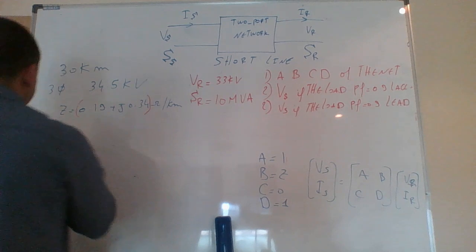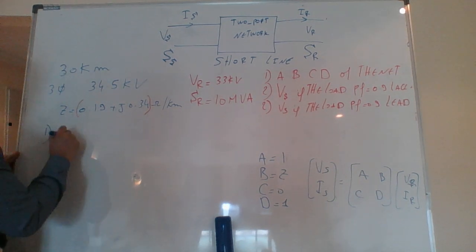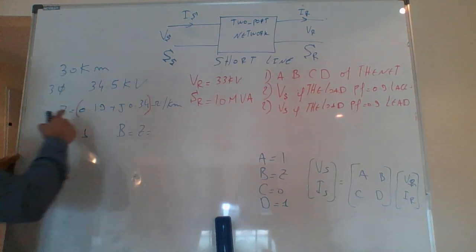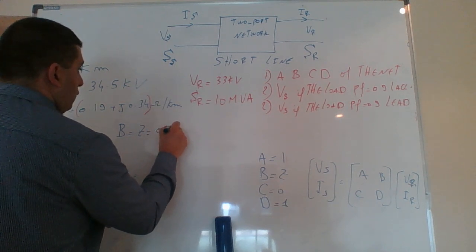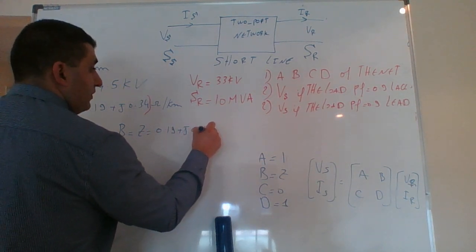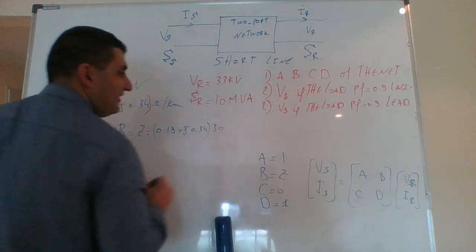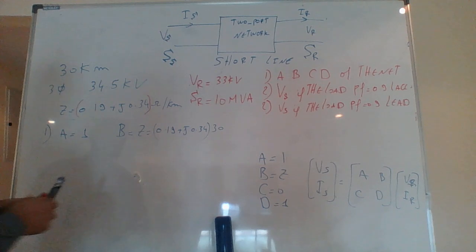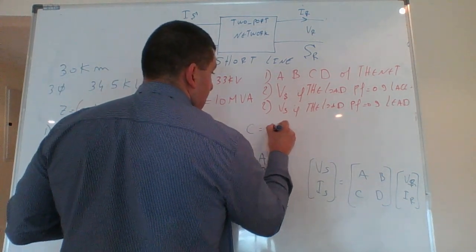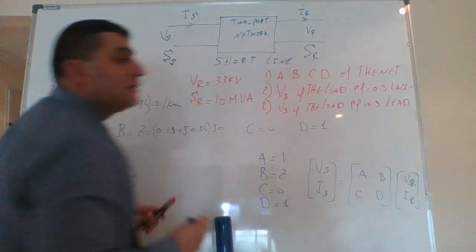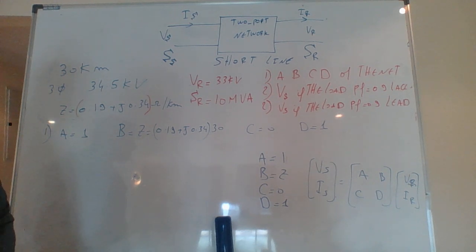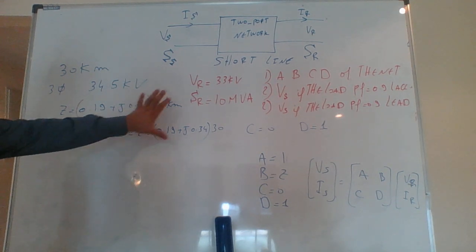Let's start. Question number 1. A is 1. B is Z, and you have to be careful: Z is equal to 0.19 plus j0.34 multiplied by 30. I have to multiply it by 30, because if I don't, everything will be wrong. C is 0, D is 1. That's how easy it was to solve question number 1. Question number 1 is done.